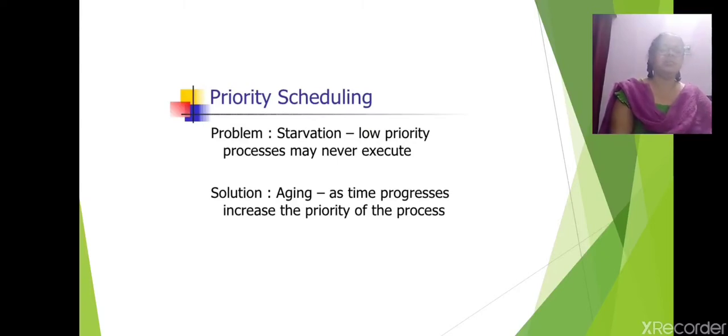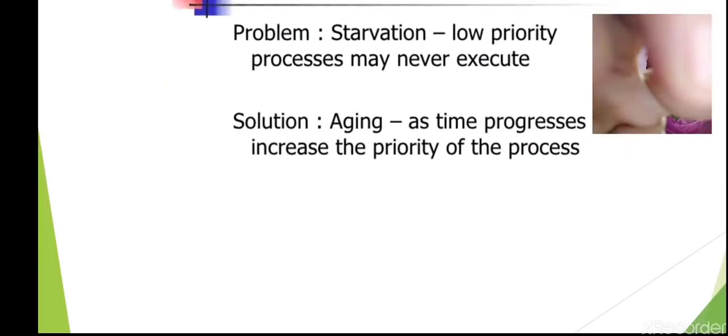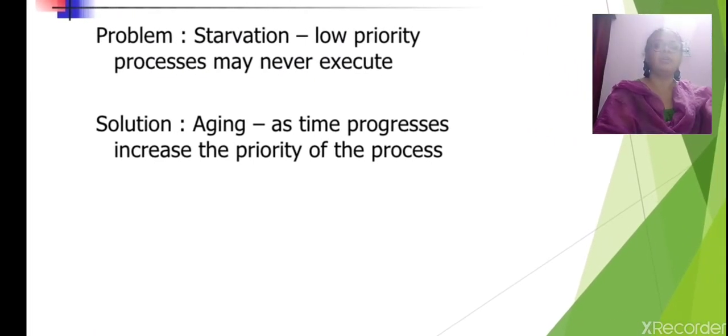In priority scheduling, the problem is starvation. A low priority process may never execute, but the solution is aging. As time progresses, it increases the priority of the process. This is the concept of priority scheduling.